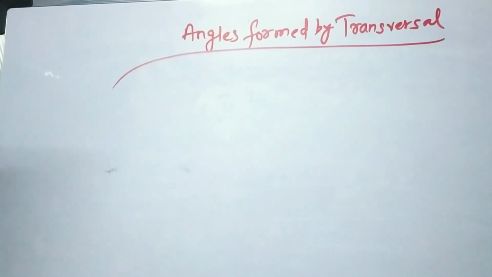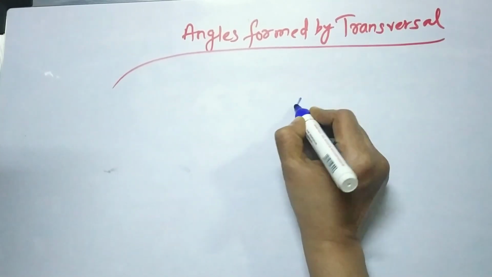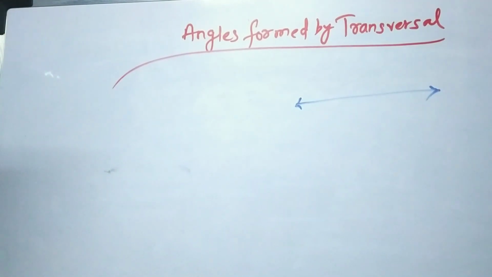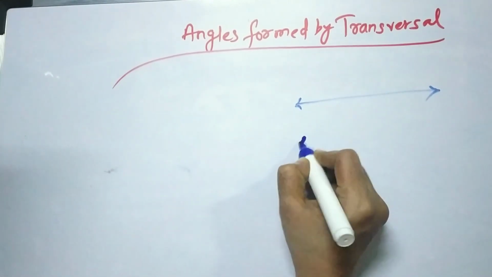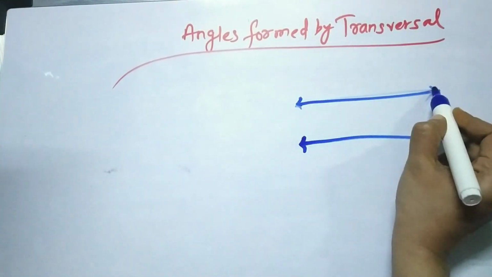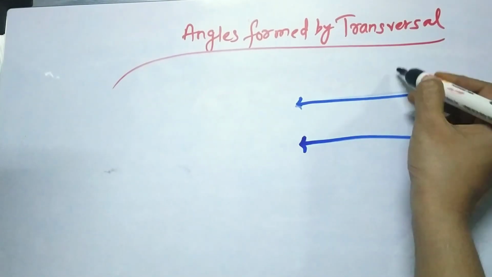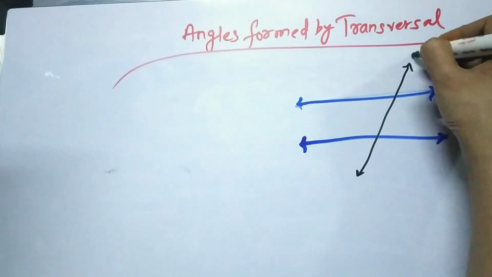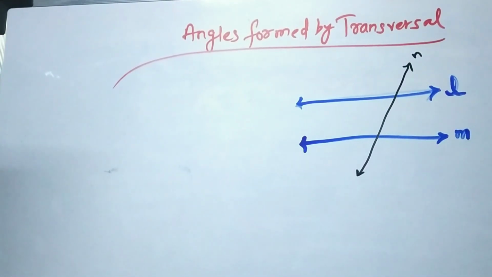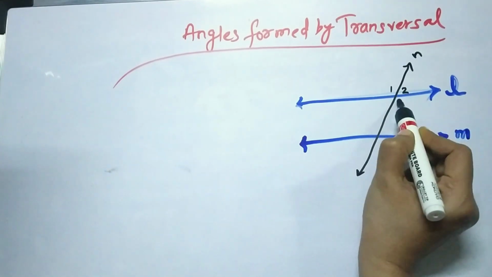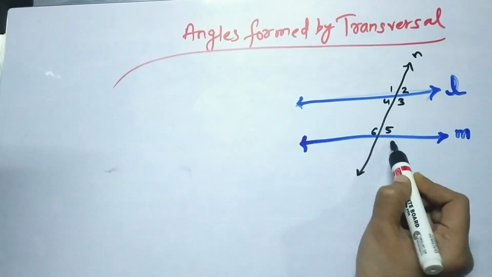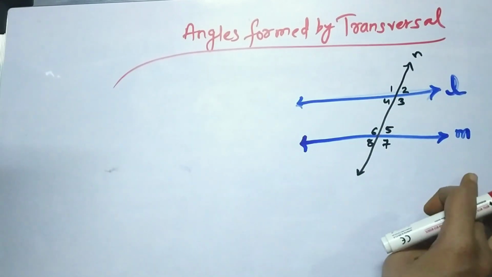Welcome back, dear students. So today we will see angles formed by a transversal. Let us consider, suppose these are the two lines, line L and line M. And there is one more line which is going to cut these two lines at two different points, and this is a line N. Because of this we are having 8 different angles: 1, 2, 3, 4, 5, 6, 7, 8. So these angles are going to form.